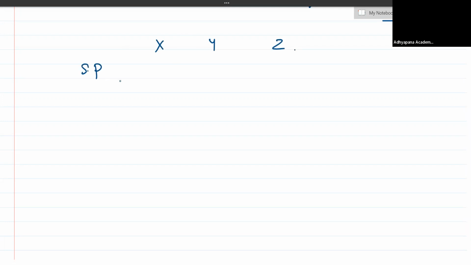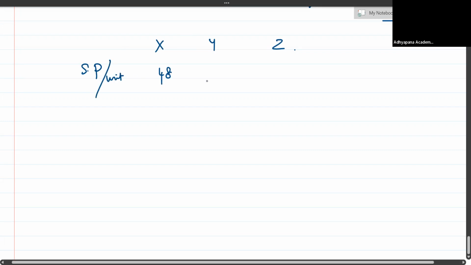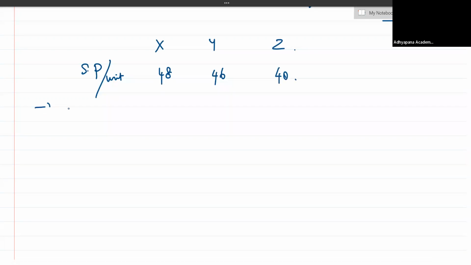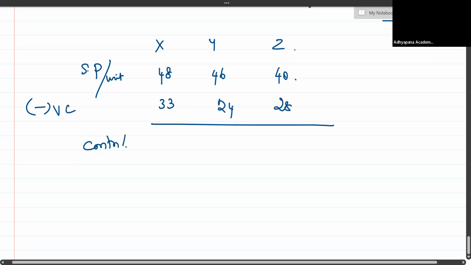Okay, so I am taking a sum from your study material where they say there are 3 divisions X, Y, and Z. The selling price per unit for each division is 48, 46, and 40. They have given certain variable cost information. That variable cost is given as 33, 24, and 28. Which means the remaining difference is what we call as contribution per unit. That contribution per unit will be 15, 22, and 12.